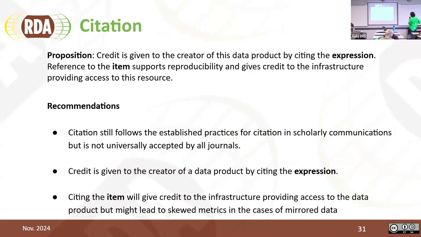Next one is citation. Because, as was said earlier, in the data life cycle different people are involved at different stages of change. So what credit should be given, or distributed along this revision history? The recommendation is that citation still follow the established practice for citation in scholarly communication, but this is not universally accepted by all journals.